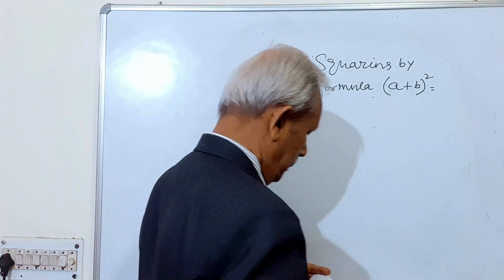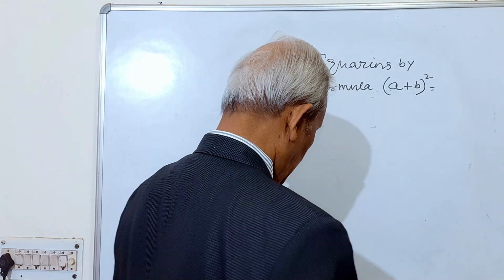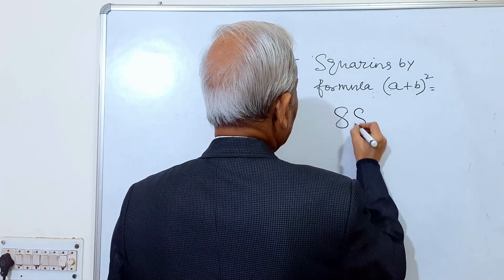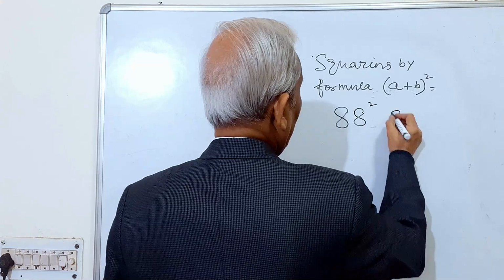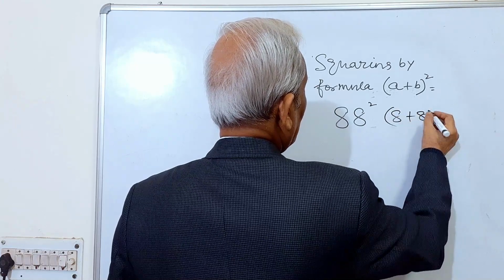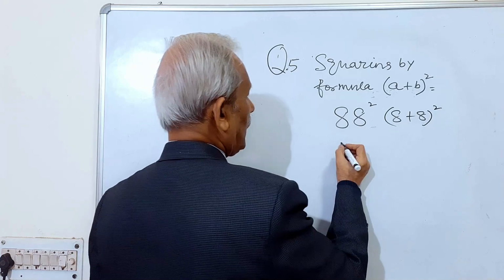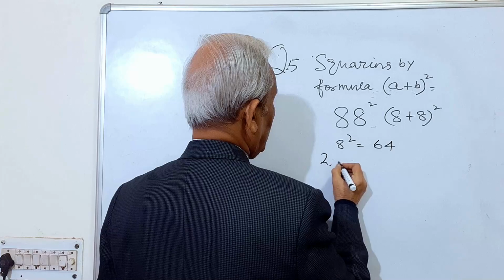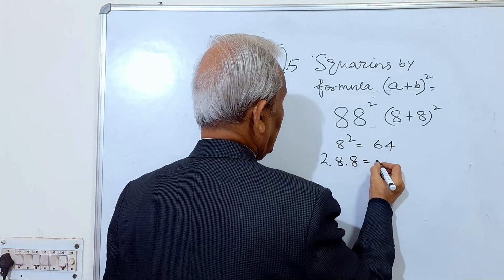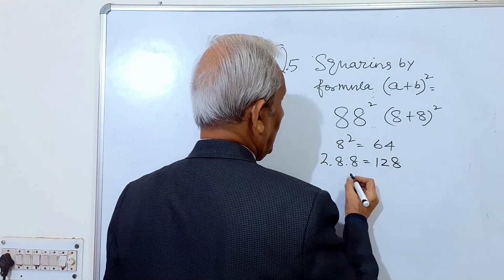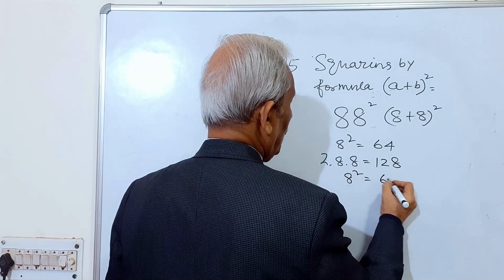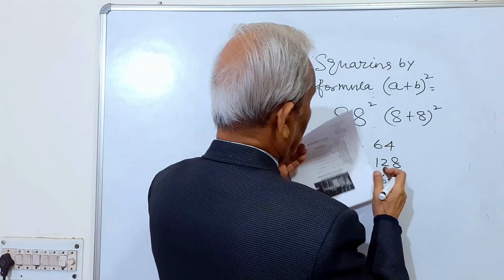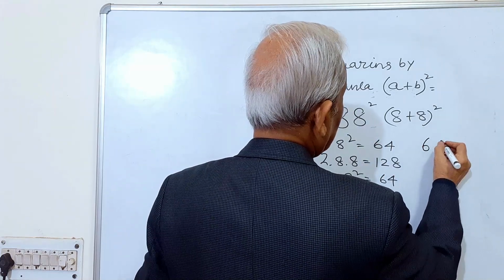Let's do the next one. 88 square. Here it is 8 plus 8 whole square. So the first thing will become 8 square, that's equal to 64. The next one will be 2 into 8 into 8, 128, and 8 square is equal to 64. We need not write it again, I am telling you. You can just write this point. So you remember that 8 square is 64, just write 64.